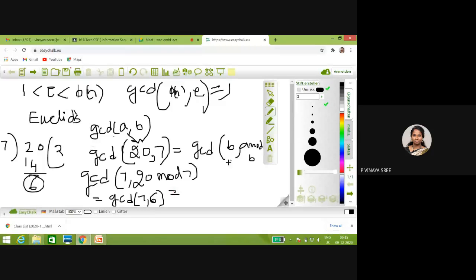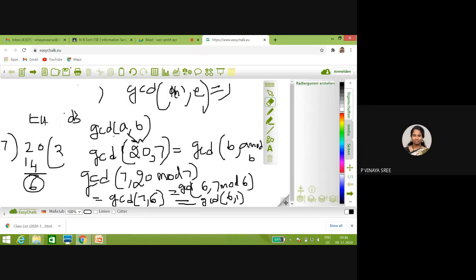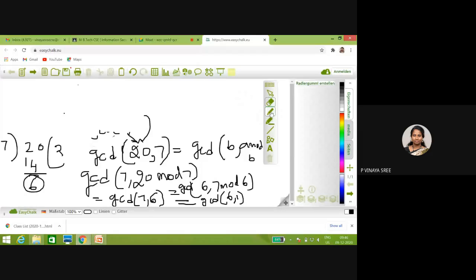Again using this Euclidean algorithm, what we have to do? GCD of B, B is 6, and 7 mod 6, which is equal to, what is 7 mod 6? 1. So it is equal to GCD of 6 comma 1. So this is your A and B. Now again use the Euclidean extended GCD algorithm, so first will be B and second will be A mod B.